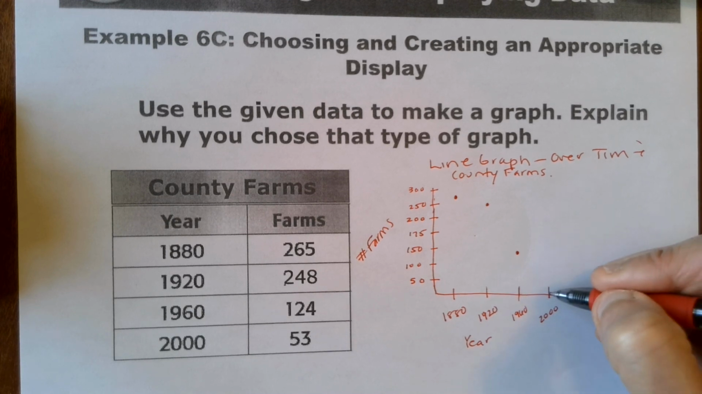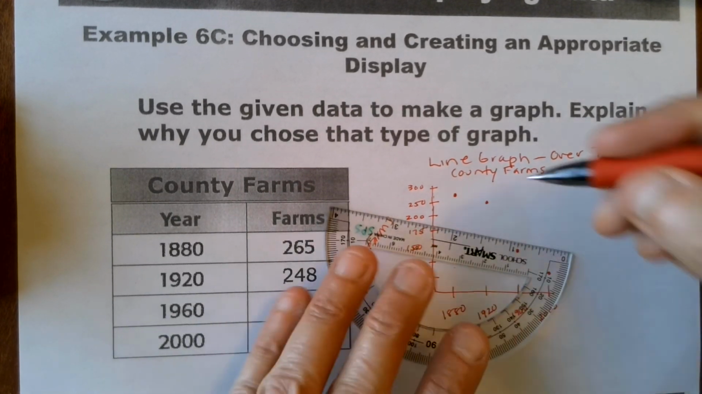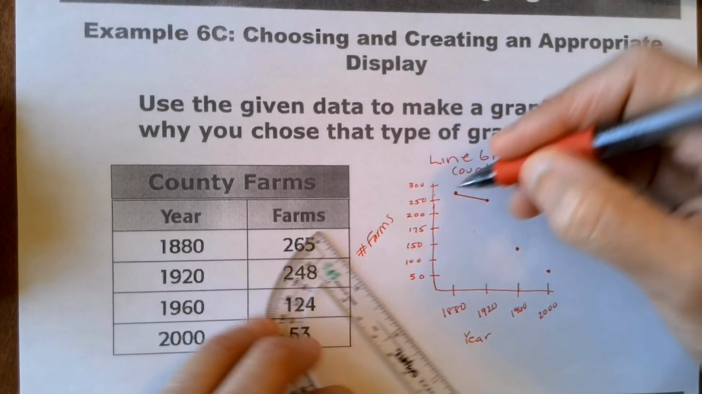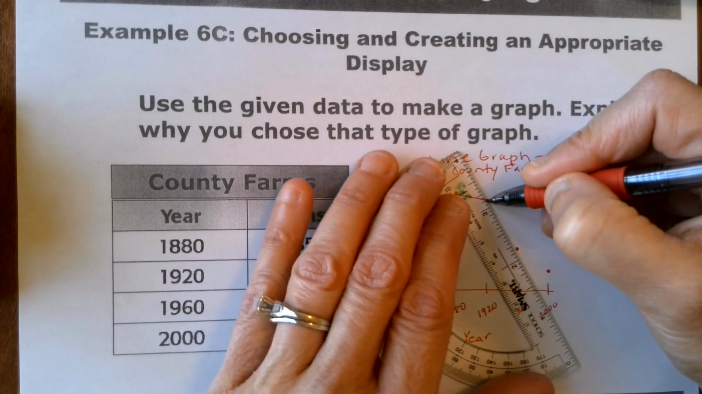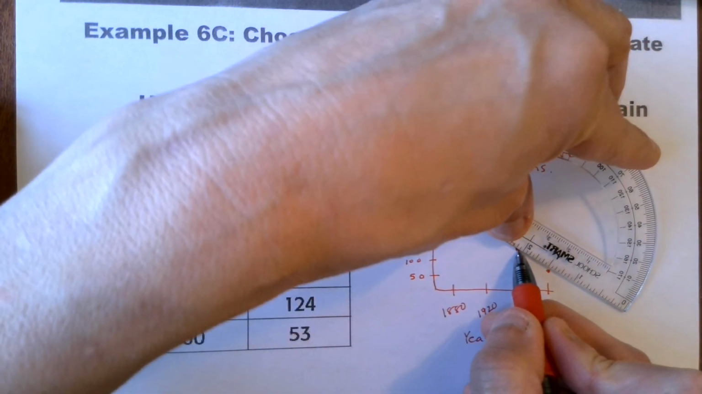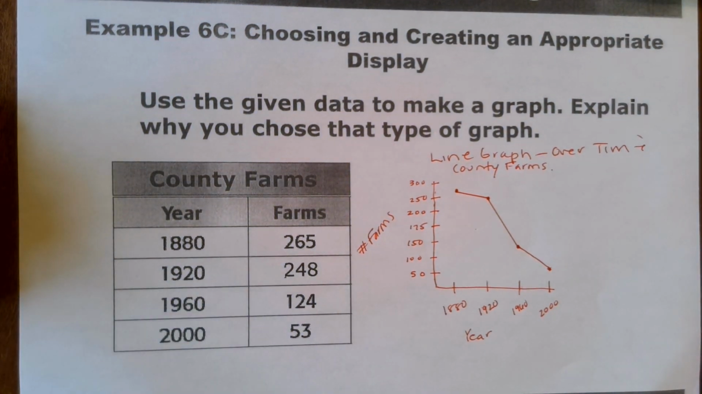And 2000 is 53. Now when you go, you want to take your straight edge, and you're connecting one to the next in sequence. So that went from this to this. That went from this to this. And that goes from this to this. And we are done. That was probably the longest video of the week.